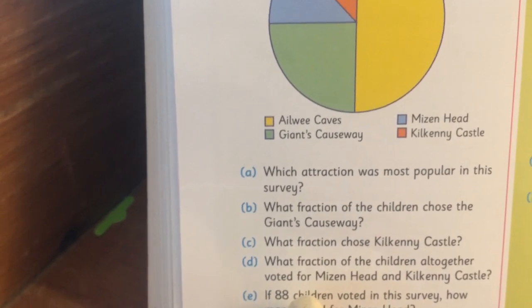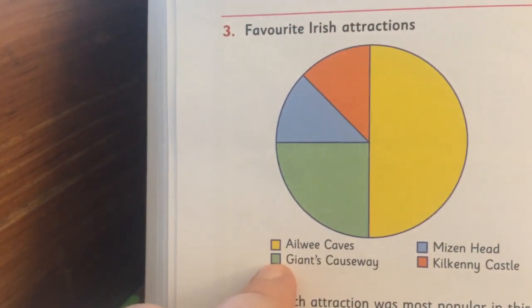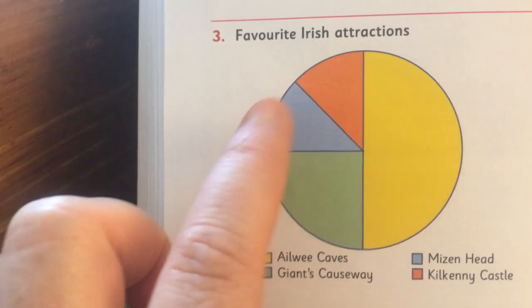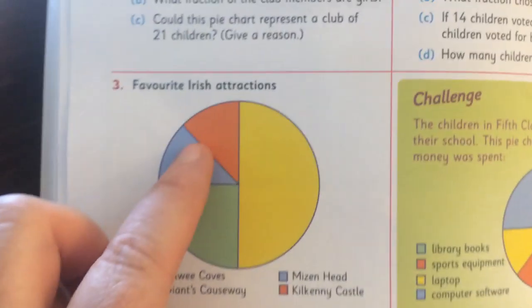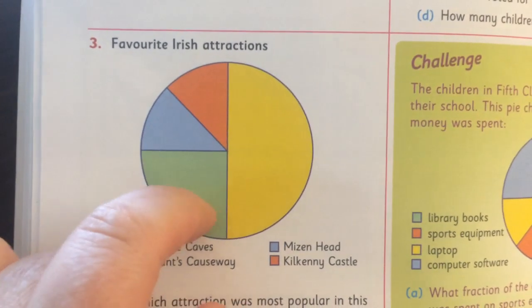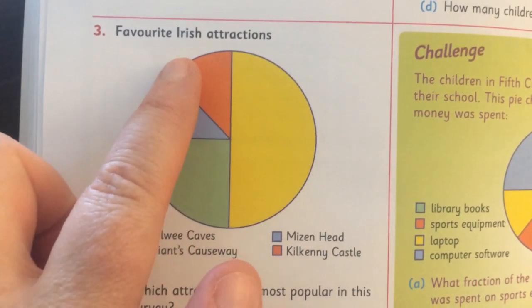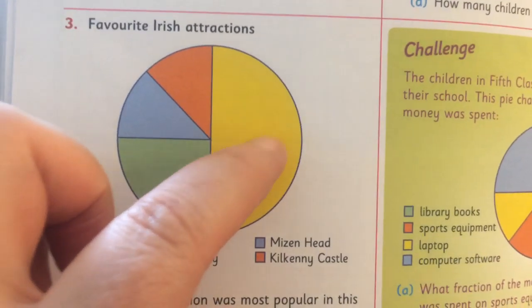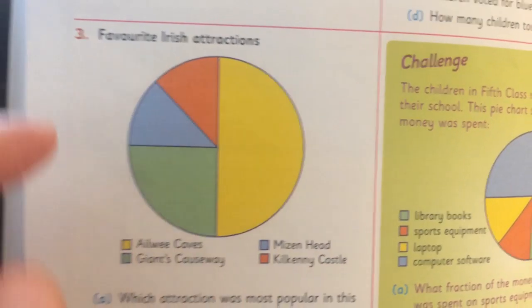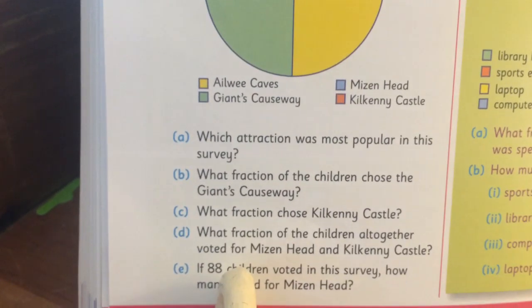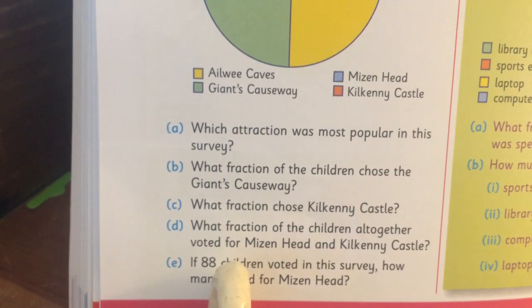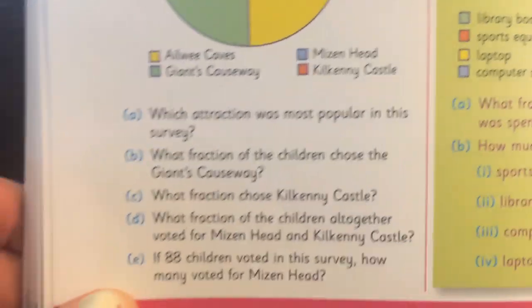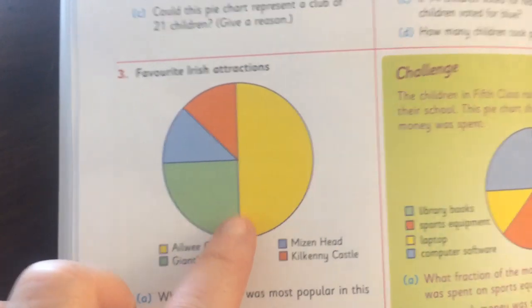What fraction of the children chose the Giant's Causeway? Now this is to help you. The Giant's Causeway is the green section, so that's a quarter. But just for further on down this question, I want you to understand: if that's a quarter, that's a half. How many of these fit into this? There's 1, 2, 3, 4, 5, 6, 7. So eighths. These are eighths, in case you get asked that down below. You have to work out all the answers to that question, guys, just looking at that information.